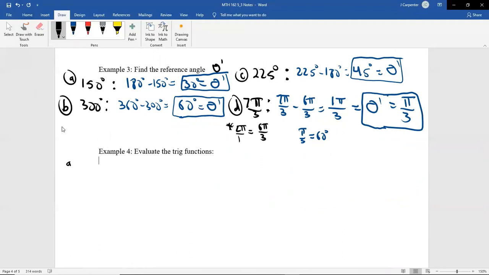A, we're going to have the sine of 120 degrees. We did the sine of 30 and 45 and 60 last class in 5.2.